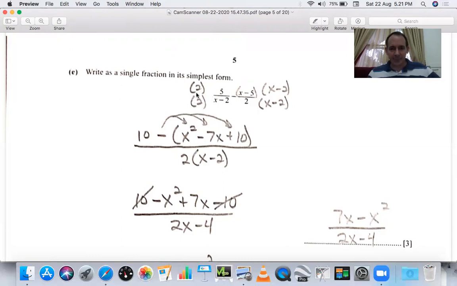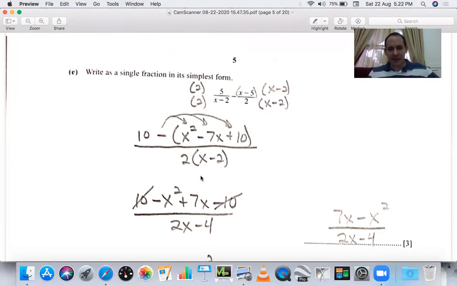So multiply top and bottom by 2. This one has the 2, it needs the x minus 2. So multiply top and bottom by x minus 2. So you have 2 times 5 is 10. Actually, let's look at the bottom first. The bottom now will have a common denominator of 2 and the x minus 2. So both of them now have the 2 and x minus 2.